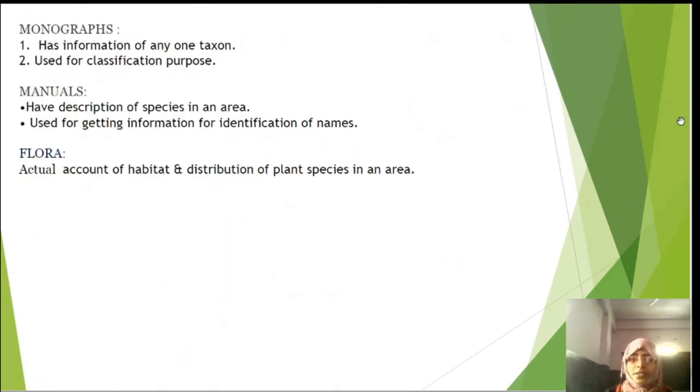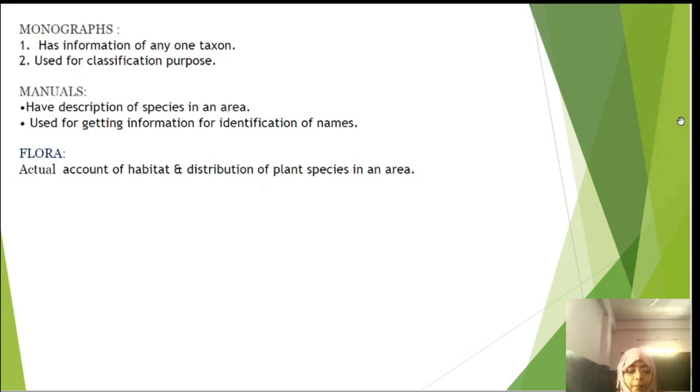Next you have monographs. Monographs are nothing but information of a single taxon. For example, you can say only a single plant kingdom, or only a single animal kingdom. Information only about a single kingdom comes under a category called monograph. It is mainly used for classification purposes.